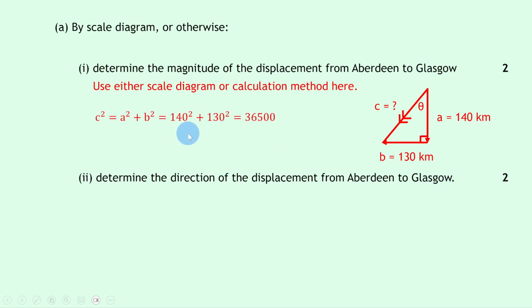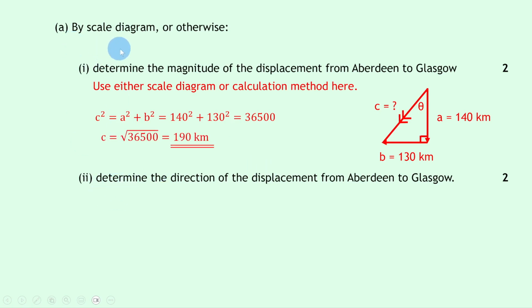So we have 140 squared plus 130 squared, and note how we're keeping these in kilometres, so our final answer C needs to be in kilometres. And that's equal to 36,500 once you put it into your calculator. To find C on its own though, we need to square root both sides, so we've got C equals the square root of that, which is 190 kilometres.